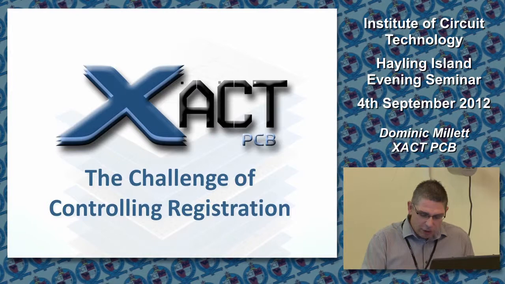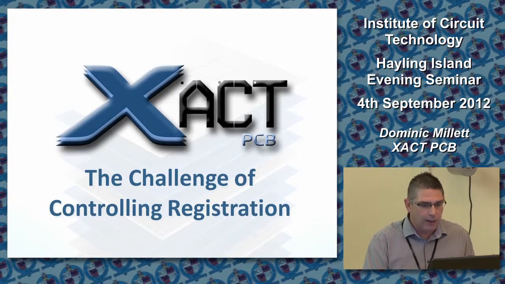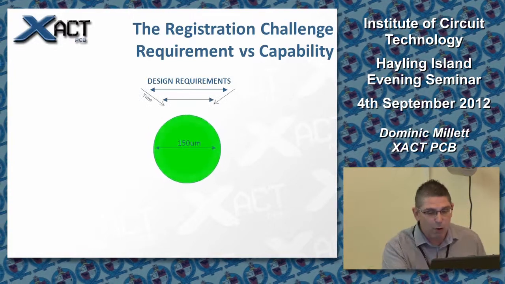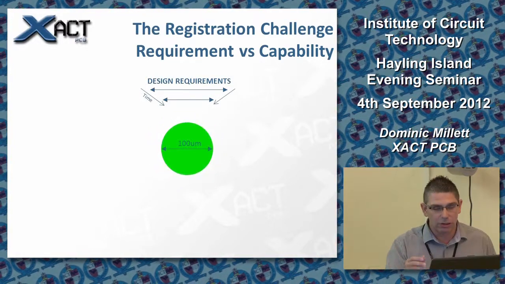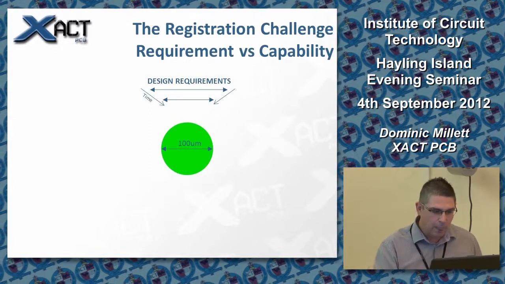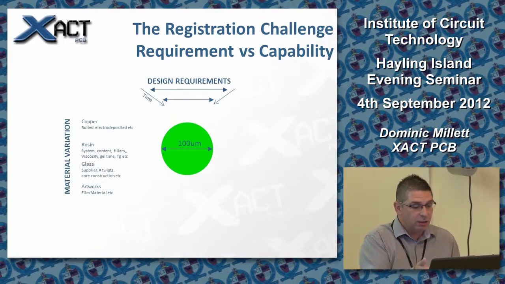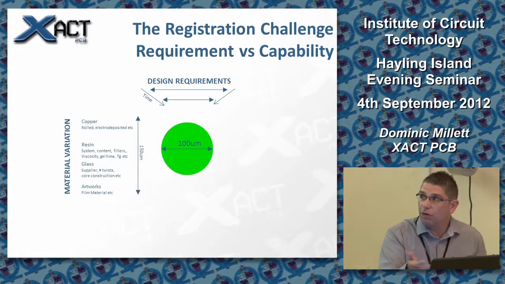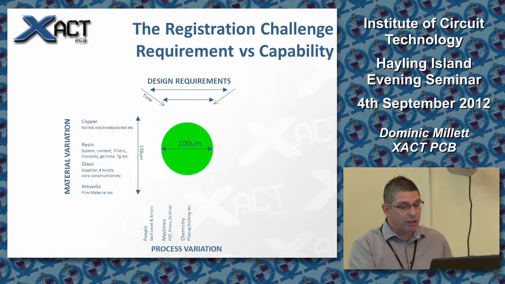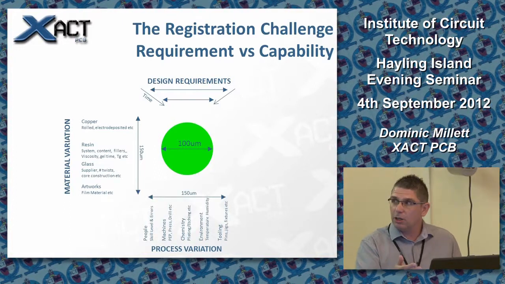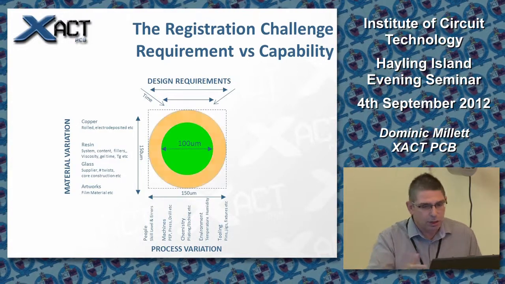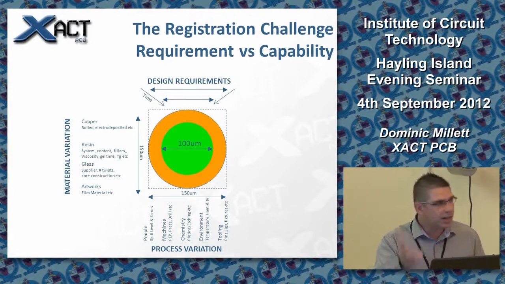So the challenge of controlling registration: typically you may be looking at 150 micron annular ring. It's getting smaller. It's getting to 100 microns as technology moves forward. Design requirements are getting tougher. But material variation is still the same. 150 microns may be your capability. Throw in the process variation, again 150 microns. But the designs you're trying to make are 100 microns. Requirement versus capability. Getting tougher.